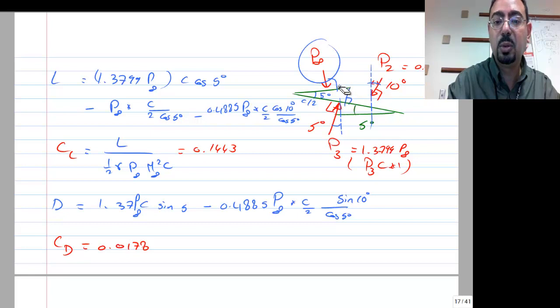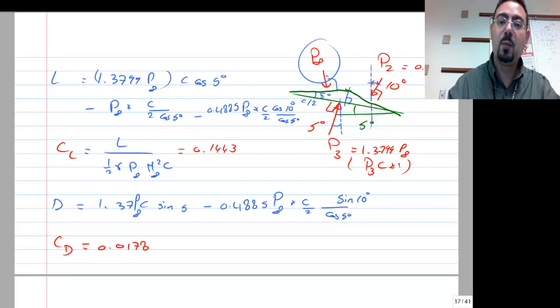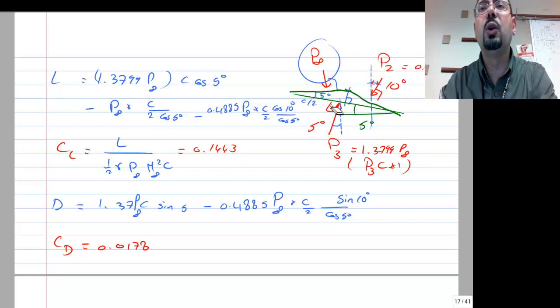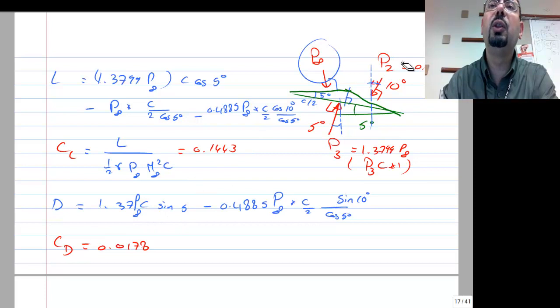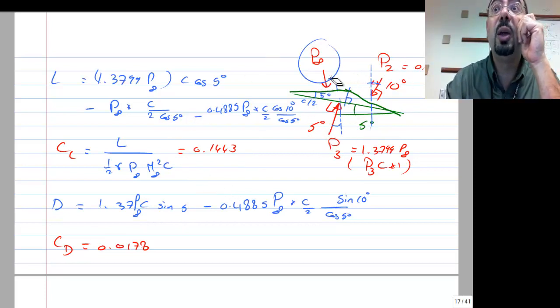Not doing a good job. This is supposed to look horizontal. Ouch. That makes it look better. How about this? Right? So the horizontal guy doesn't show up in the drag, only those two guys. And look at the lengths that they are multiplied with.